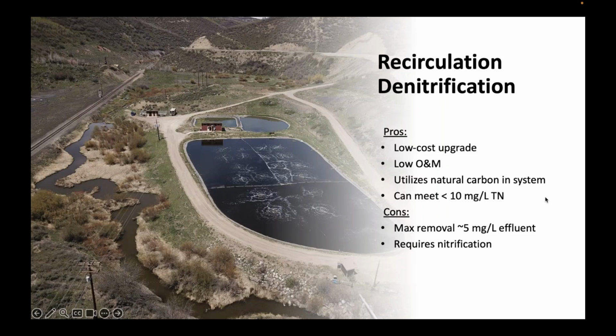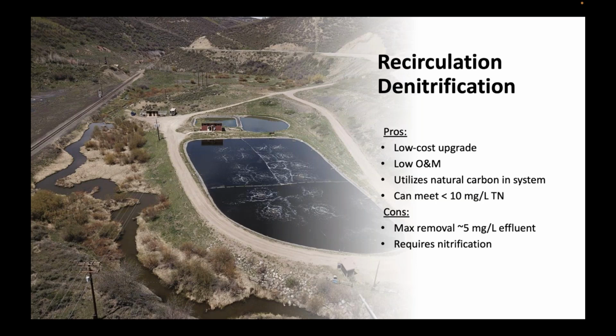So I'd say the big thing here is that recirculated denitrification is a really low cost upgrade. That's one of the biggest benefits of it in my mind. You do need to nitrify. You have to have nitrates in order to denitrify. And if you're trying to get a total nitrogen limit, you have to nitrify first. So assuming you are already nitrifying in one way, shape, or form, this is a really low cost upgrade.